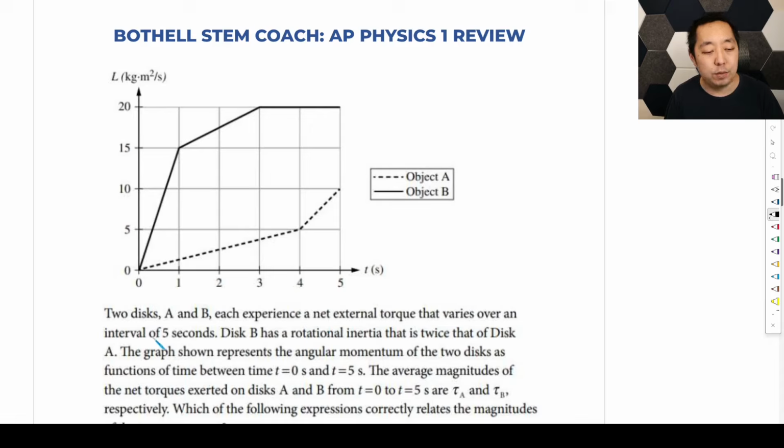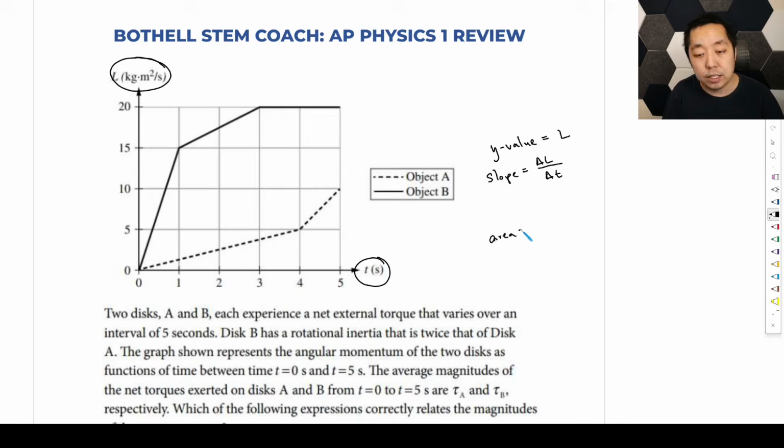Here we experience an external torque that varies over an interval of 5 seconds. Well, first of all, we have a graph, so we should look at the graph, and the y value of this graph is going to be the angular momentum. The slope is the change in the y variable over the change in the x variable, and the area is going to be the y variable times the change in the x variable. Now, this is not a formula we know.